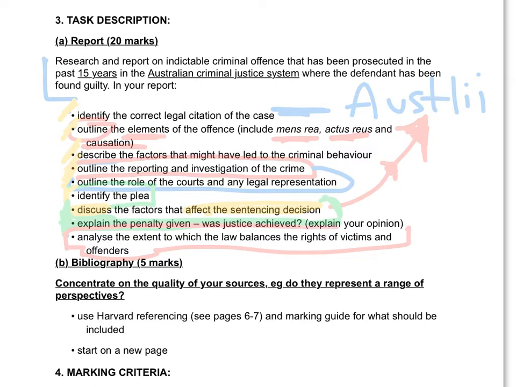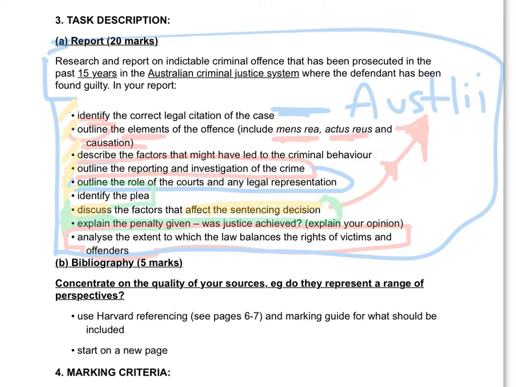So you're using this case to say, in this example, this is the extent to which the law has balanced the rights of victims and offenders. Okay, so a helpful checklist for you to use to make sure your report has everything it needs to have in it.